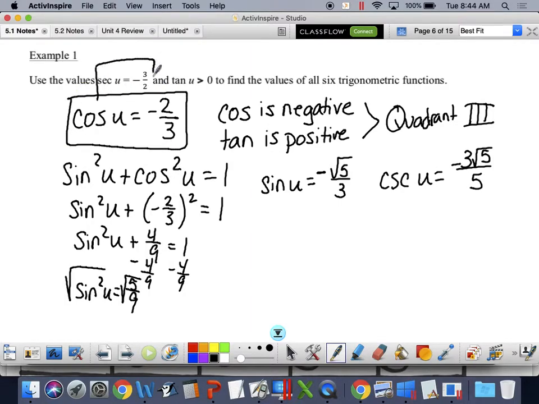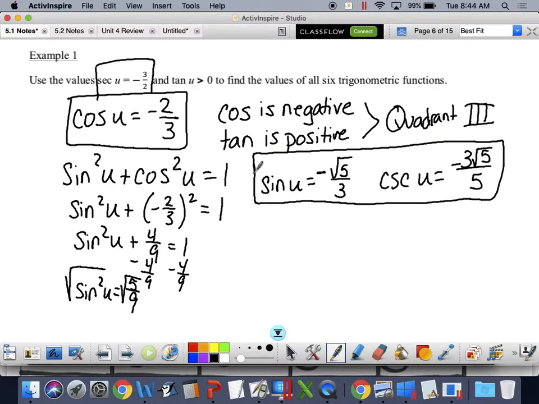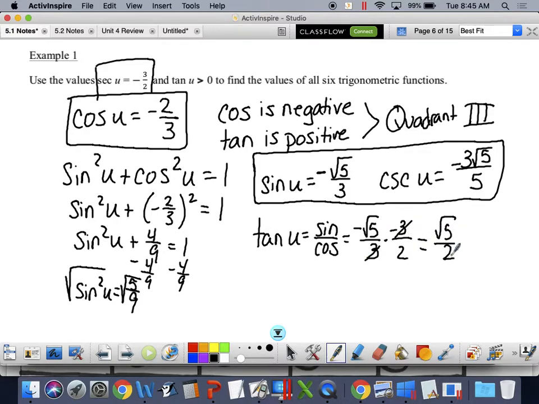All right, so we've got cosine. We've got secant. We've got sine and cosecant. So the last pieces of information that we need are tangent. So our tangent, that's going to be sine divided by cosine. So I have negative radical 5 over 3. That's my sine. And then my cosine is negative 2/3. But remember, I'm going to multiply by the reciprocal when I divide fractions. My 3's cancel out, my negatives cancel out, I get radical 5 over 2.